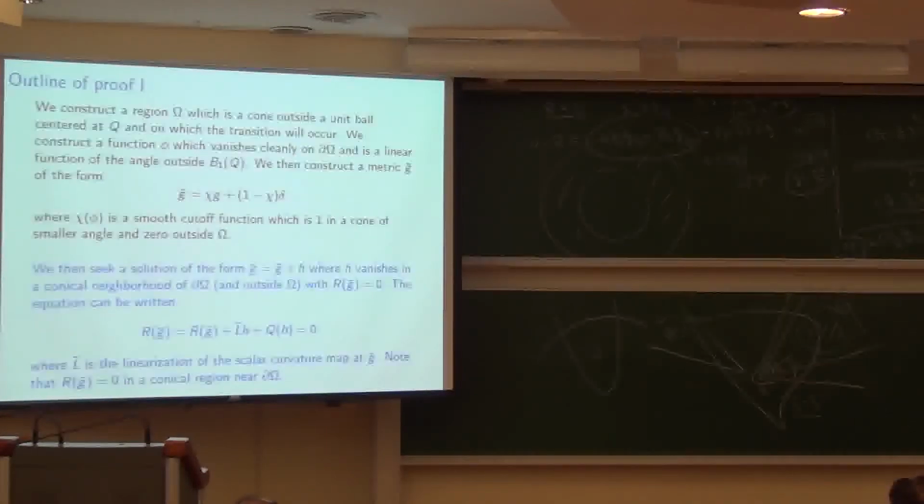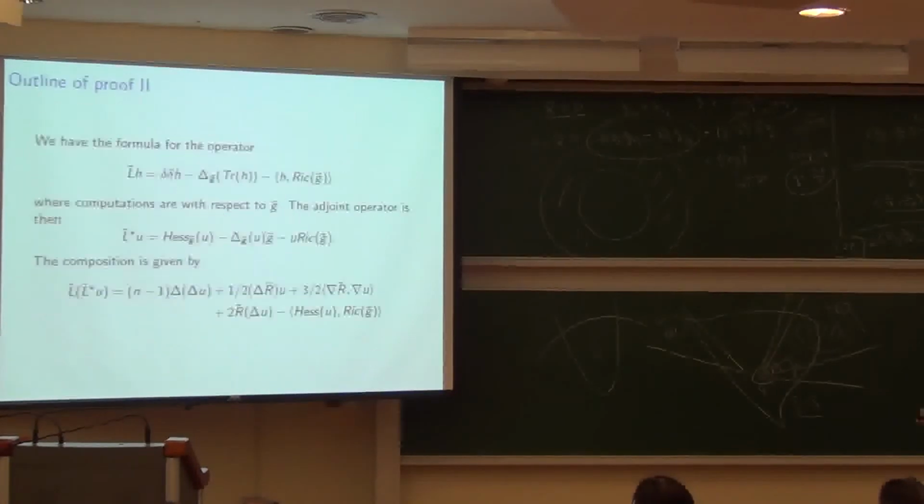So you look for your solution G bar, which is a perturbation, G tilde plus h, of the approximate solution. Then you can write that equation as R of G bar is the background, and then there's a linear part, a linear operator, roughly the linearization at G tilde, and then there's a nonlinear term. Then you try to correct it using Picard iteration, like an inverse function type argument. So you look for a small h, which is a solution of that equation.